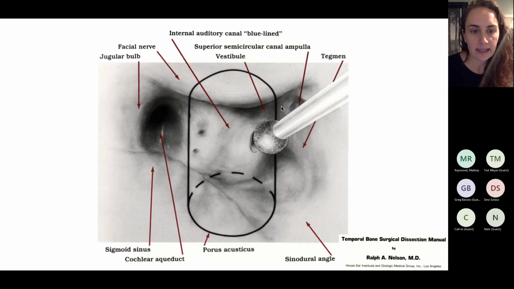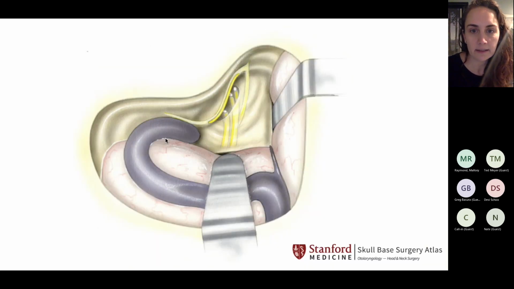This is again showing the IAC as it's coming up. Cochlear aqueduct, opening that up can help to decompress some of the CSF and also allow you to free that dura a little bit more easily. And then this shows us our nerves as they come in towards the semicircular canal ampulla, as well as the facial nerve as it makes its genu.